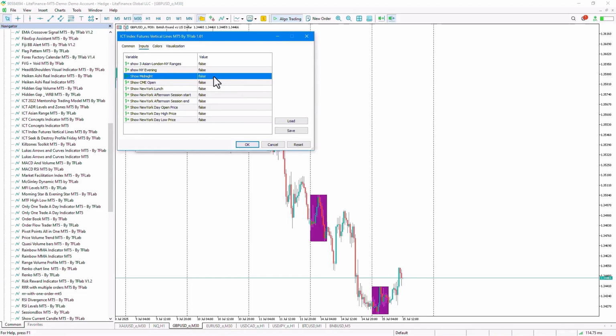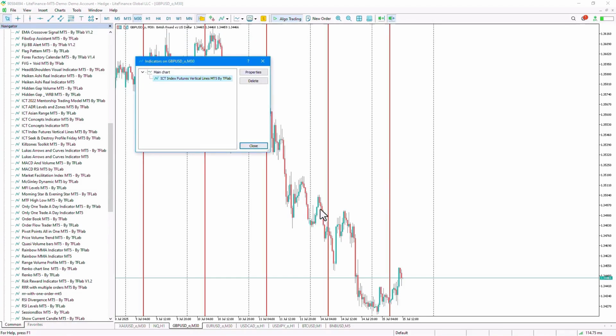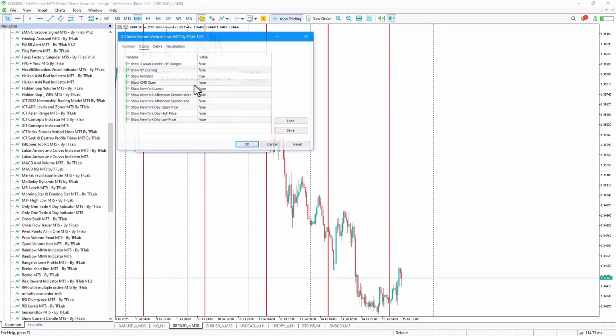The next input is related to midnight and displaying 12 a.m. New York time. By enabling this option, it draws vertical lines on the chart to indicate midnight New York time.